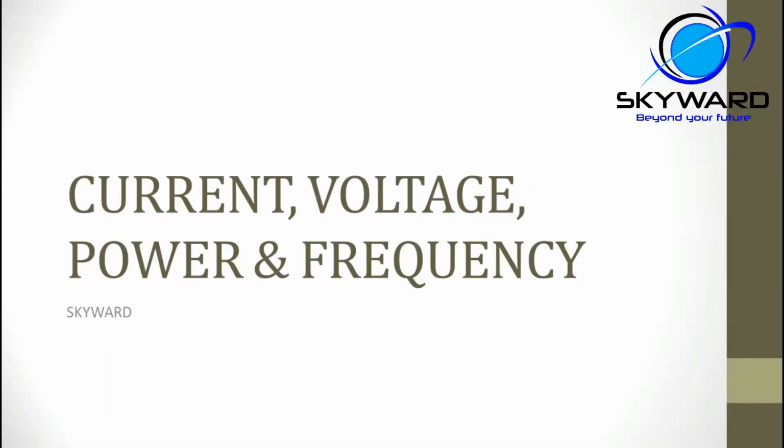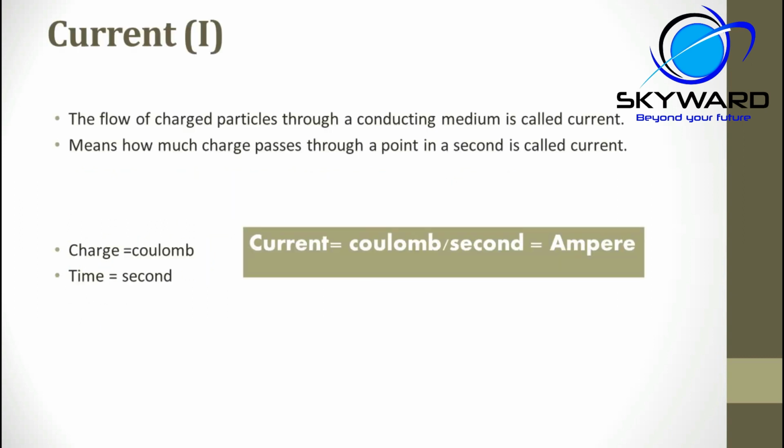Now we will look at the meaning of current, voltage, power and frequency. Current is represented as I. The flow of charge particles through a conducting medium is called current. What does it mean? It relates to conducting and insulating. First we need to know this: what is a conductor? What is an insulator?